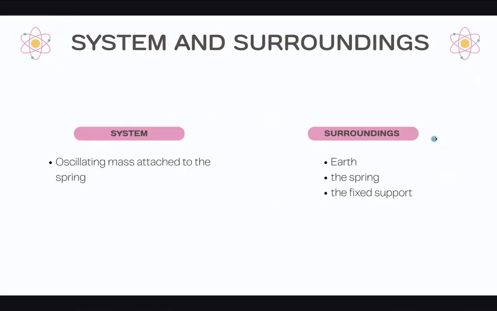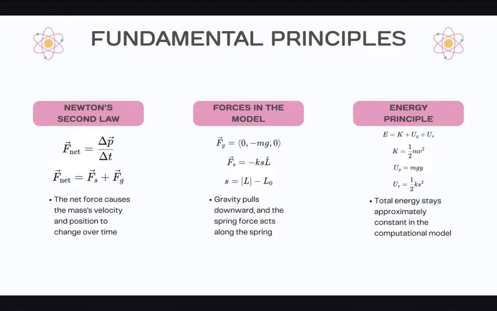And for the system and surroundings, the system was the oscillating mass attached to the spring, and the surroundings were Earth, the spring, and the fixed support. The surroundings interact with the mass mainly through the gravitational force and the spring force. And the main fundamental principle used in this lab was Newton's second law, or the momentum principle, which says that the net force equals the rate of change of momentum over time.